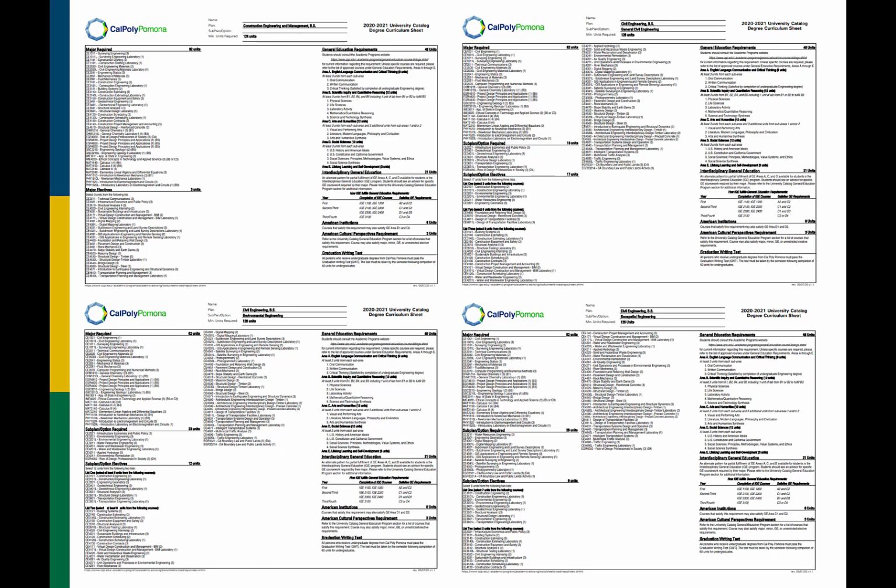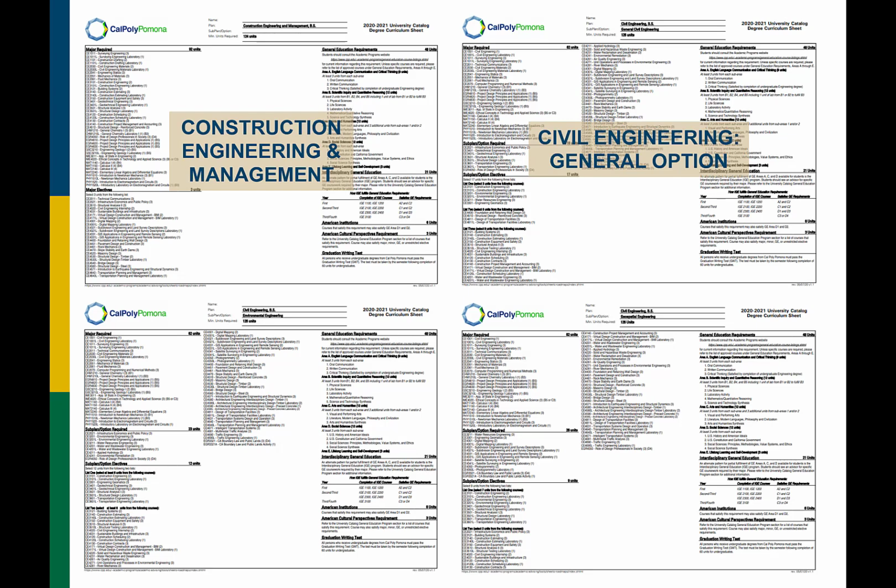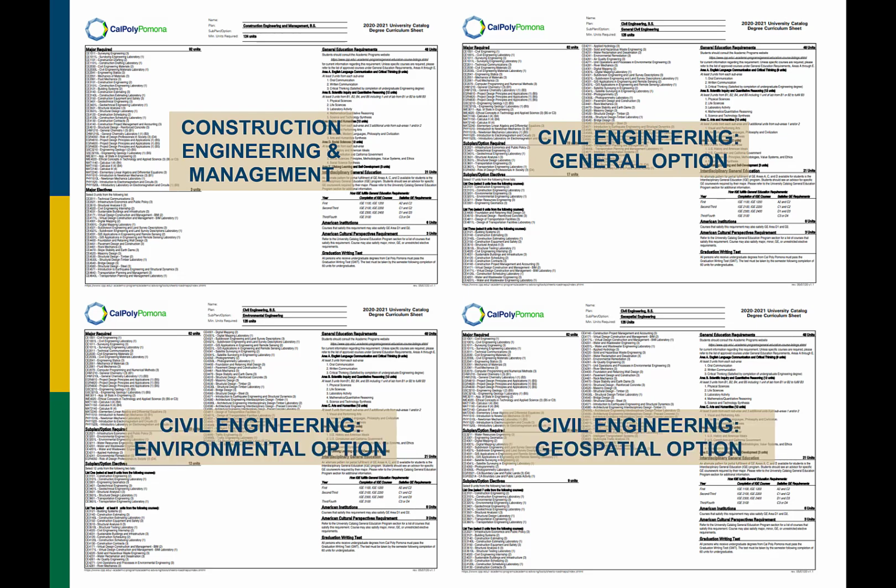The reason that I'm showing 4 curriculum sheets on the screen is because the Civil Engineering Department covers 2 programs, Construction Engineering and Civil Engineering. And Civil Engineering is completed through one of these options: the General option, Environmental option, and Geospatial option.